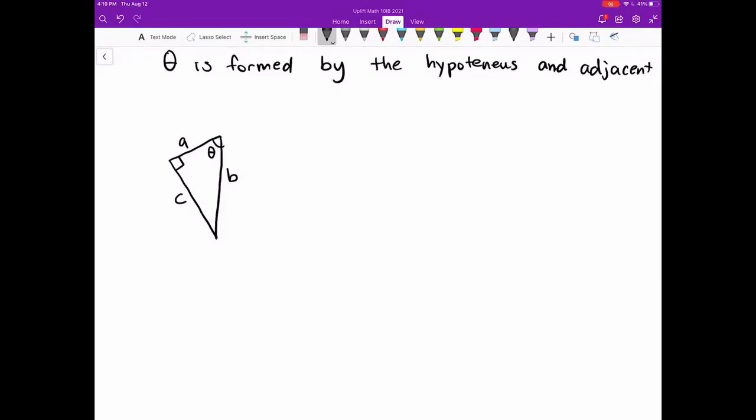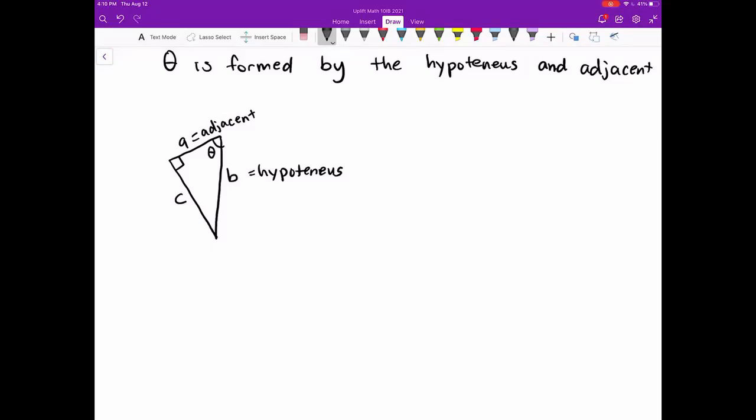Yes, Edward, that's correct. So A is adjacent. B is hypotenuse. And C is the opposite. Great job. David, do you want to explain why that is?